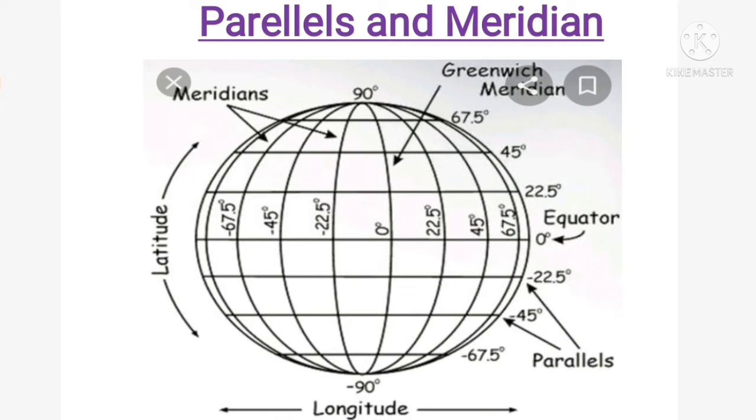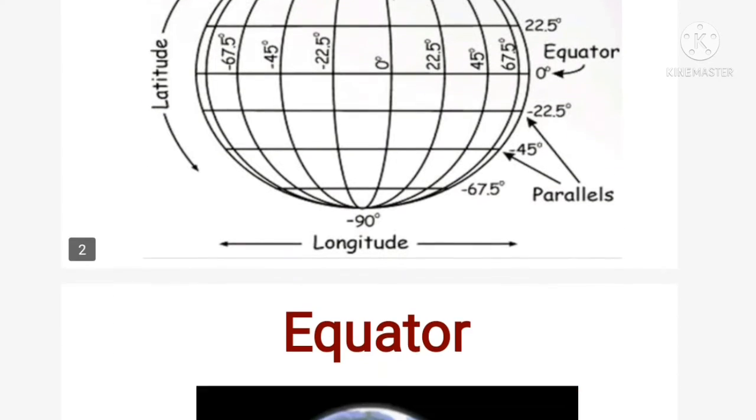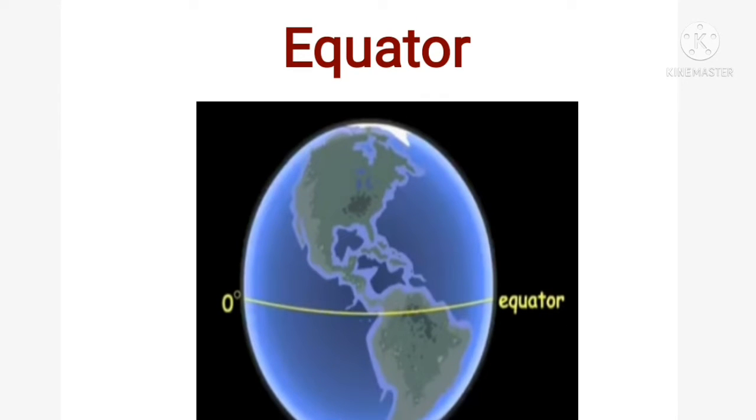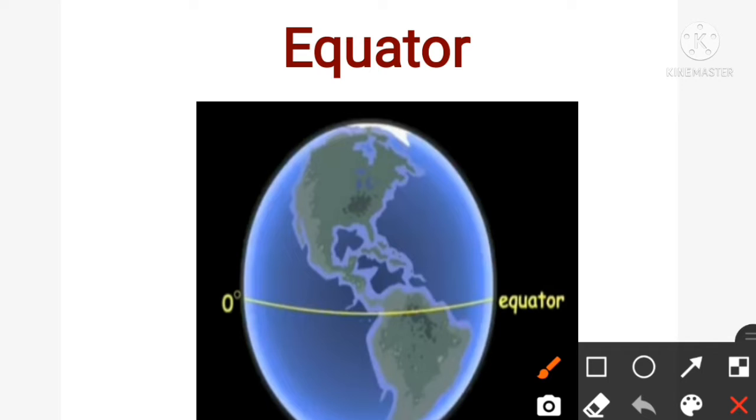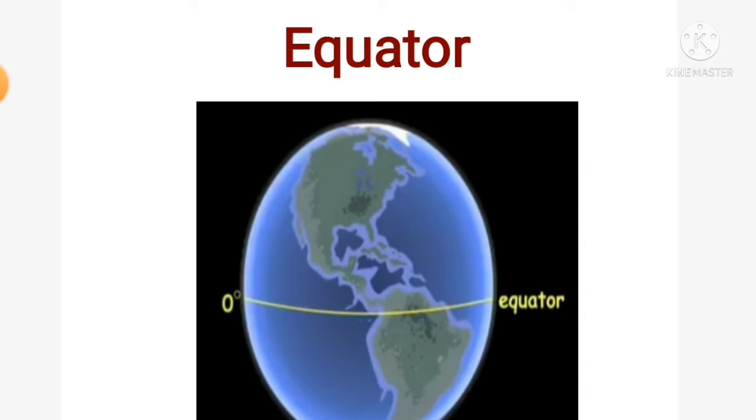Now students, to learn these imaginary lines, first we should know about the equator. This is the equator, an imaginary line drawn midway between the north pole and the south pole, which divides the earth into two equal parts. This is the longest line of latitude.